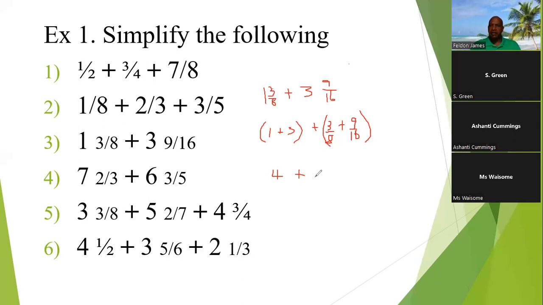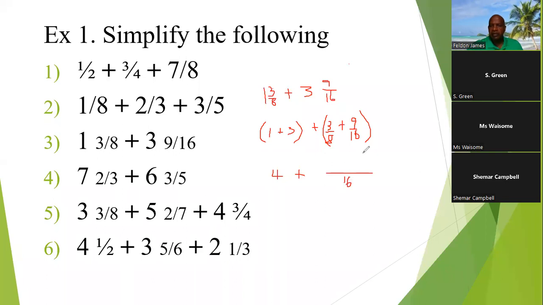No, sir. Why can't we just add them? Because the denominators are different, sir. Right, so what is it that we need to do now? We need to find the LCM. All right, so the LCM would be what? 16. Everybody should be in agreement with the 16.